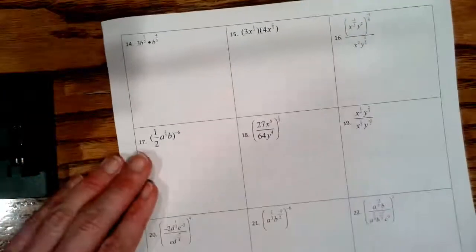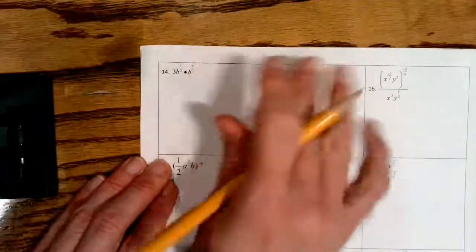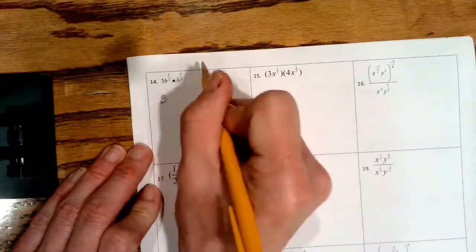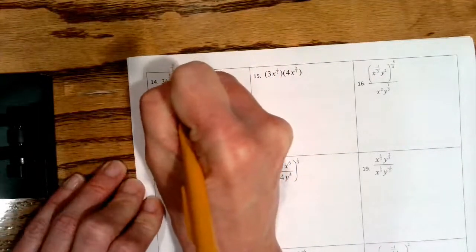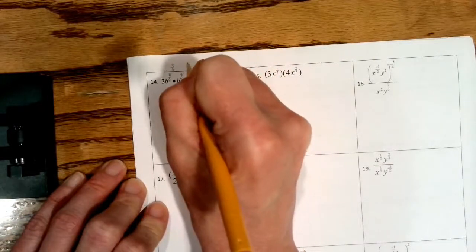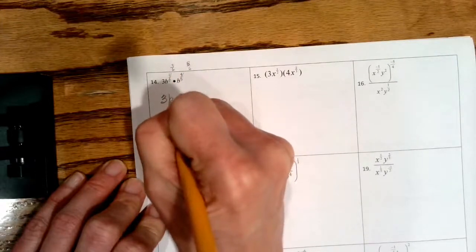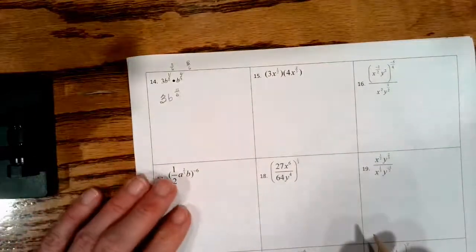When we look at the back, this 3 doesn't have a power, so he's fine. Same base, add. I need to put this in terms of sixths. 1/2 is 3/6. 4/3 is going to be 8/6. So that's 3b to the 11/6 power.